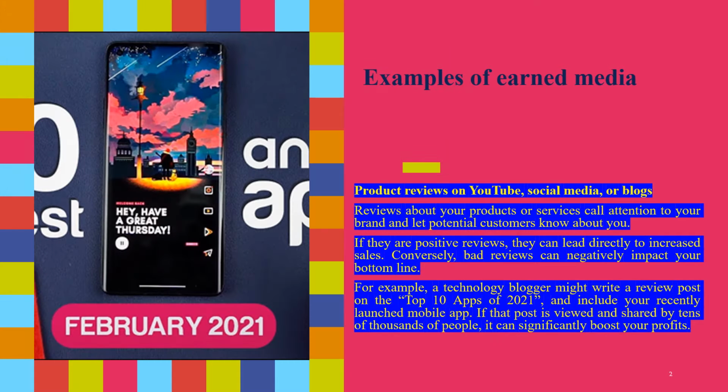Examples of earned media. 1. Product reviews on YouTube, social media, or blogs. Reviews about your products or services call attention to your brand and let potential customers know about you. If they are positive reviews, they can lead directly to increased sales. Conversely, bad reviews can negatively impact your bottom line.